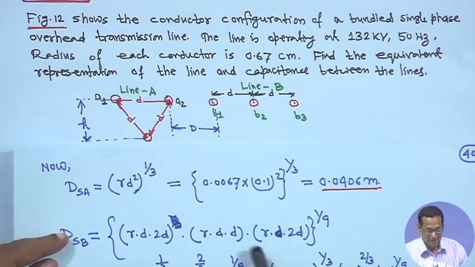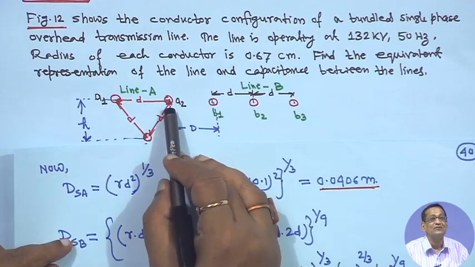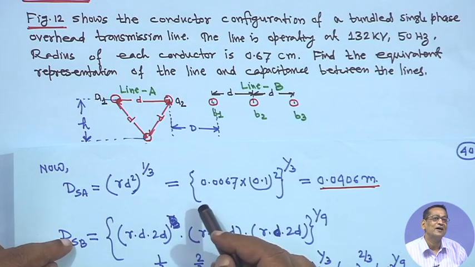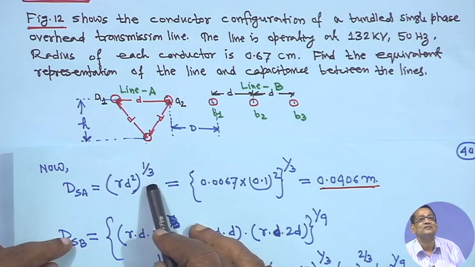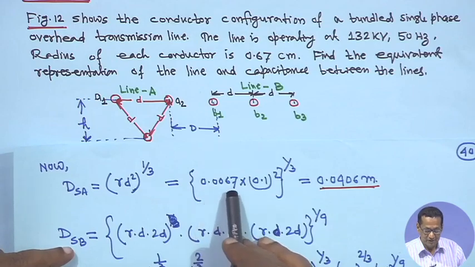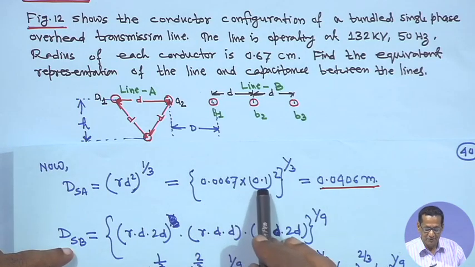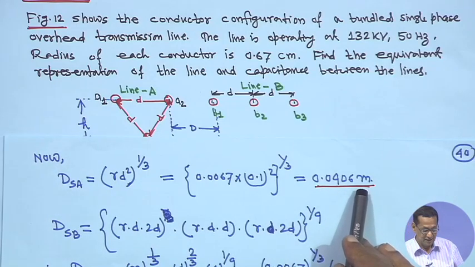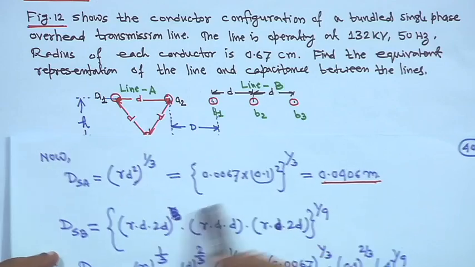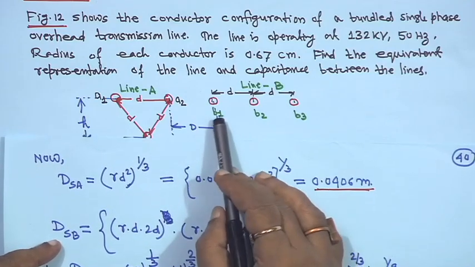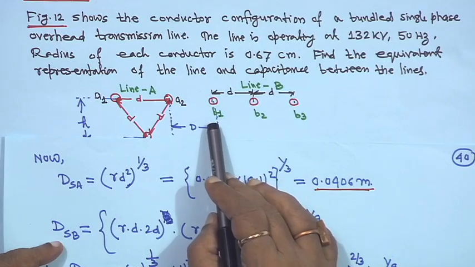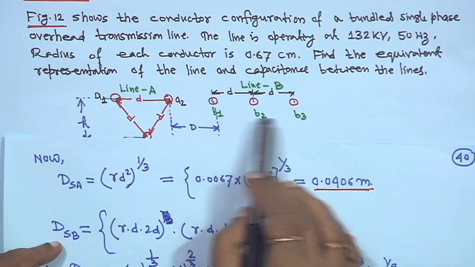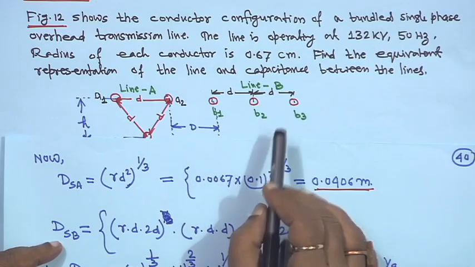Similarly, for here all will be the same. So, ultimately if you take (R D square) into (R D square) into (R D square) to the power 1/9, it will become (R D square) to the power 1/3, right. So, 0.067 into 0.1 square to the power 1/3, so 0.0406 meter, right. Similarly, for this one also it will become DSB if you take any one. So, DB if you take this one, it will be DB11 into DB12 into DB13. If you repeat for the other two also, it will be the same.